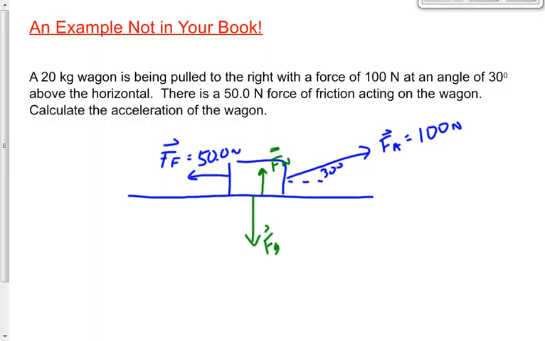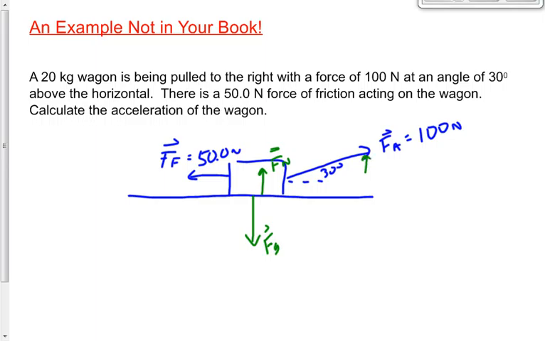Josh, I saw your hand up a second ago. What's the deal with that? What's that upward force that's already acting? It's the Y component of FA.